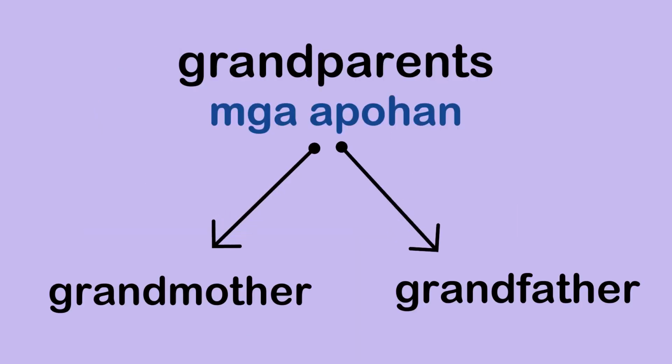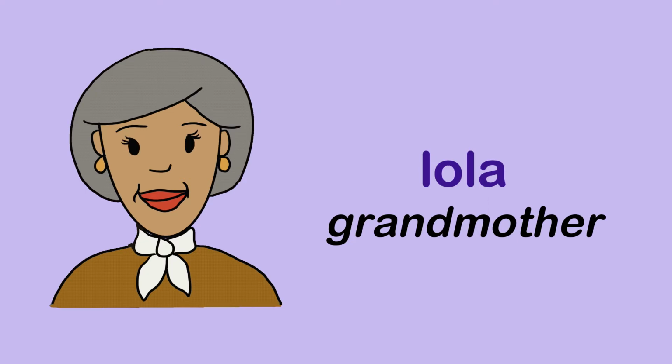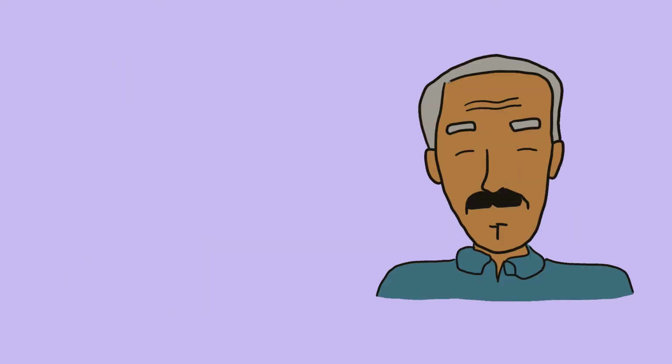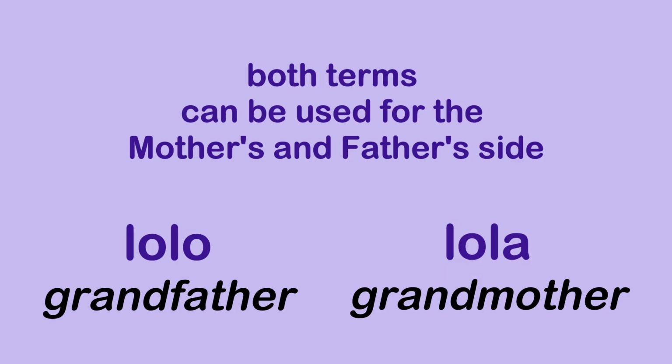If we break grandparents down into grandmother and grandfather, let's learn them next. So grandmother is Lola. And grandfather is Lolo. Now both of these terms can be used for both the mother's and father's side.